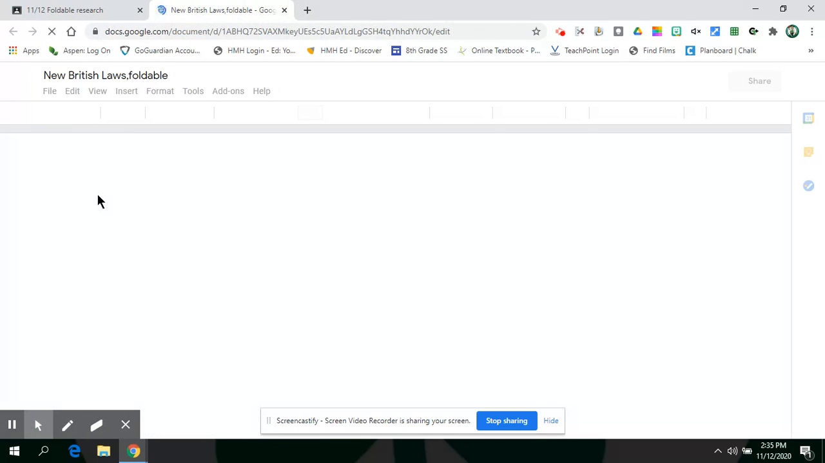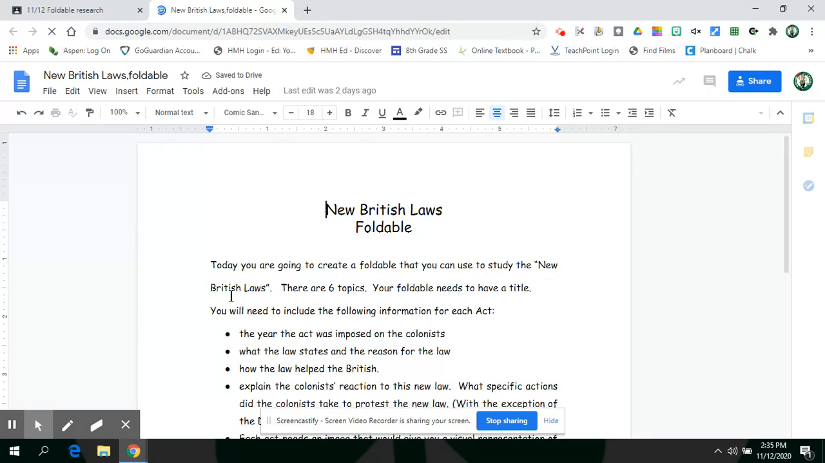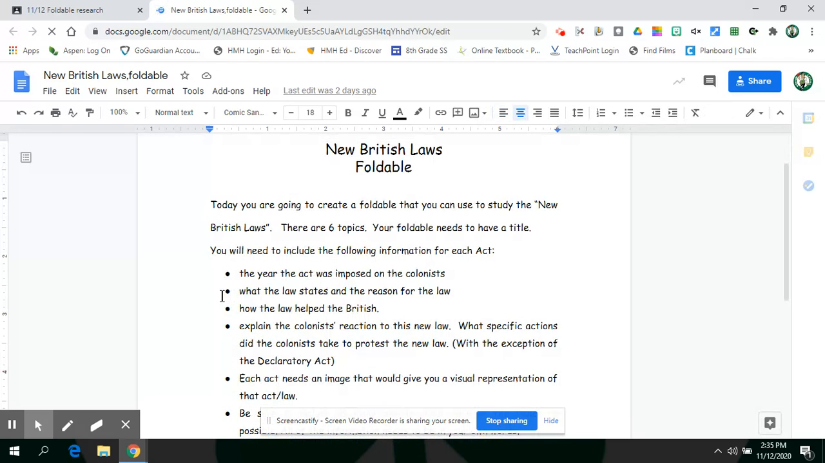So starting with the rubric. Here is your rubric. You're going to be creating a foldable. In the past, we've been able to do that on paper, but this year we're going to have to move to a digital foldable project. There are 6 topics. Your foldable needs to have a title, and you'll need to include the following information for each of the acts.